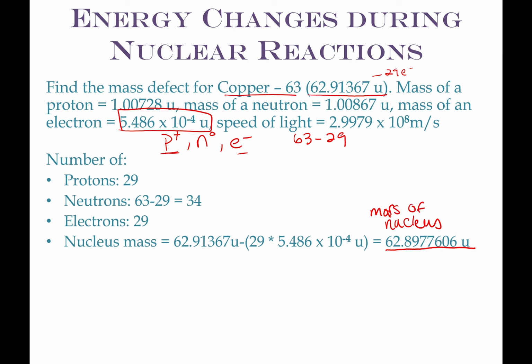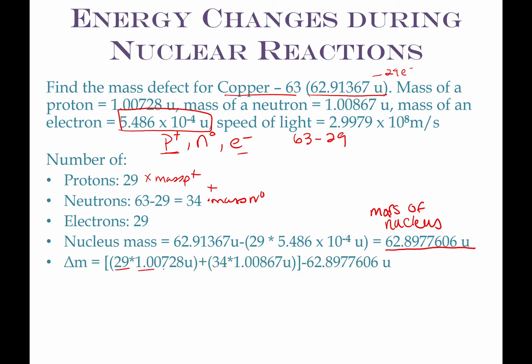Once we have the mass of the nucleus, we're going to subtract the mass of all of the nucleons. So we're going to take 29 times the mass of a proton plus 34 times the mass of a neutron. And we're going to subtract from that the mass that we were given for the nucleus minus the electrons.